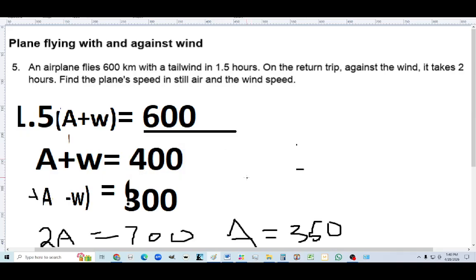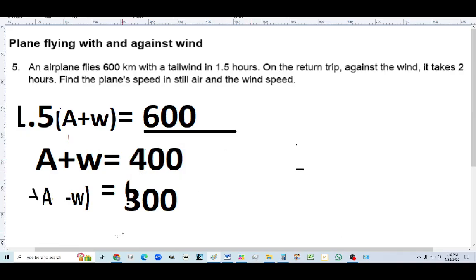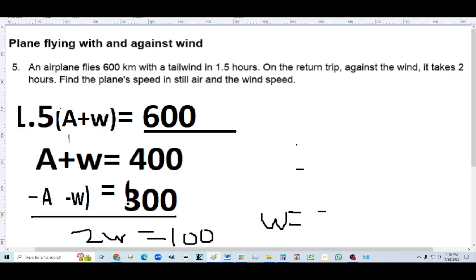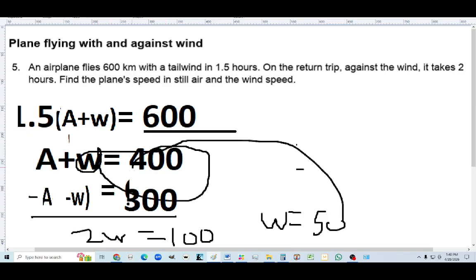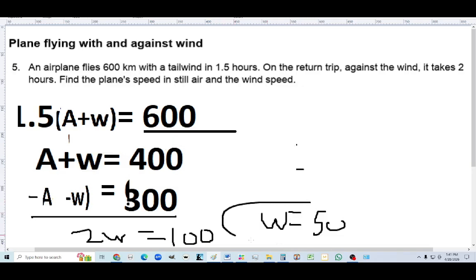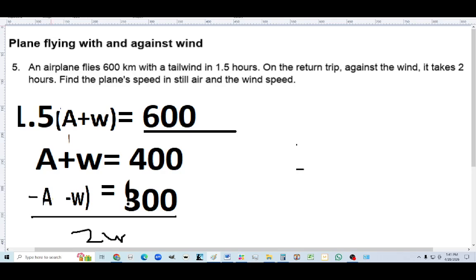Okay. Please note you can also subtract them. A minus A is 0. W minus minus W is 2W. 400 minus 300 is 100. Divide by 2. Wind speed is 50. Substitute back here, 50. Subtract it. Airspeed is 350. Both work, plus or minus. Substitution also works. Doesn't matter which one you do.